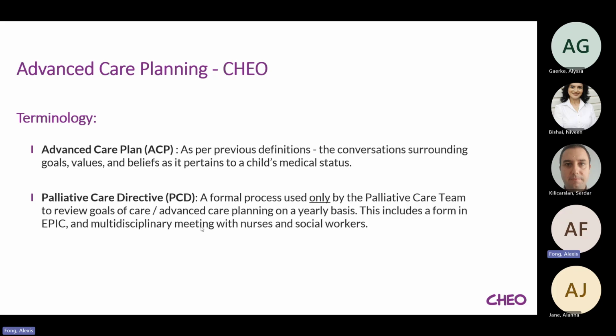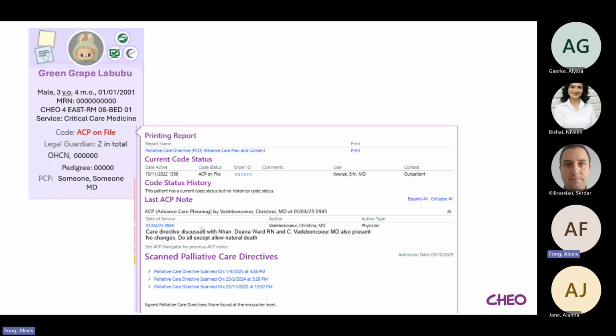This includes a form in Epic, and multidisciplinary meetings with nurses and social workers. So it's a piece of information, but it is not necessarily the first place to look if you're looking urgently for goals of care. So this is an example of an Epic page. If they have goals of care on file, you'll see beside code, it says ACP on file. If you hover, they'll have all this information.